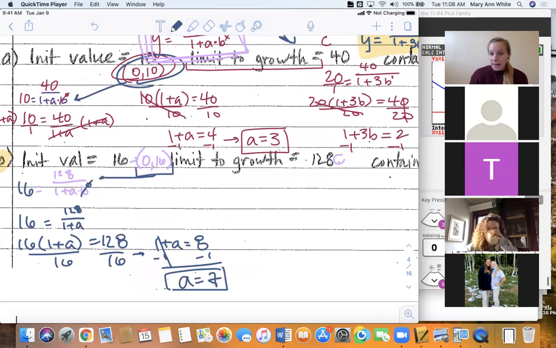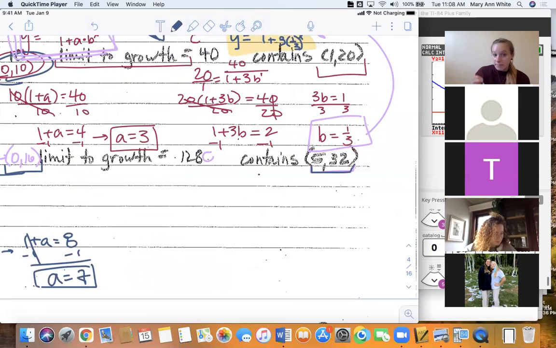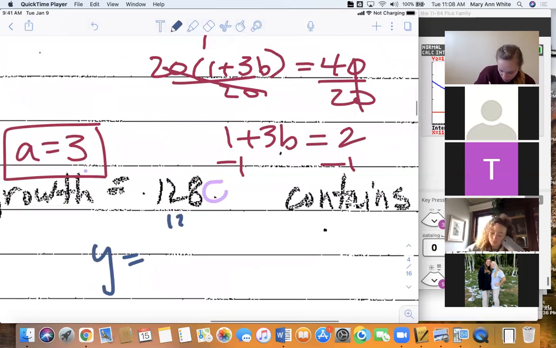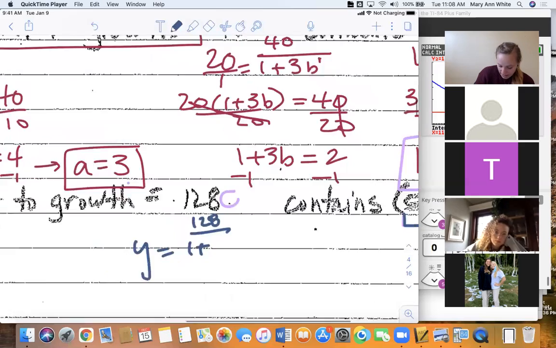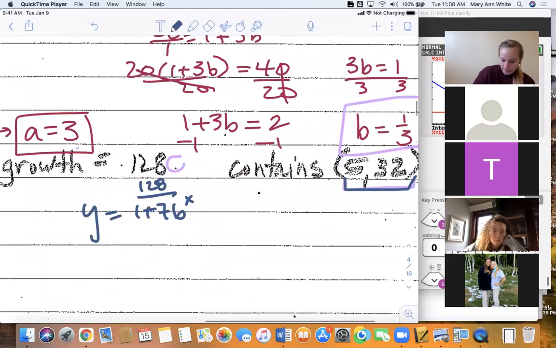I'm going to use this A, I'm going to use my C, and I'm going to use my new XY value in order to find B. So I still have y equals 128 over 1 plus, instead of A, I'm going to write 7, and then B raised to the x. Instead of x and y, I'm going to use 5 and 32.